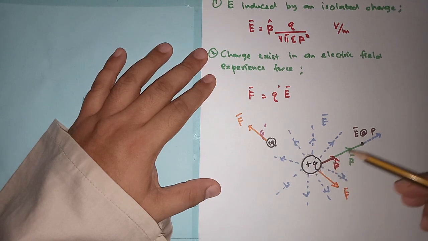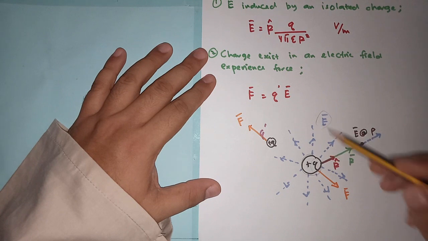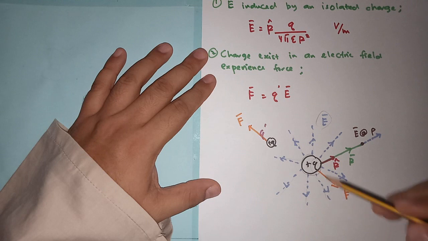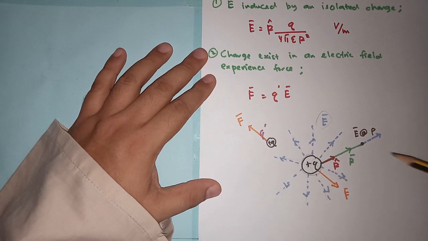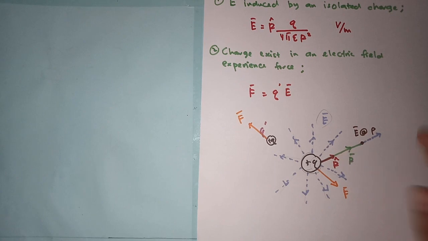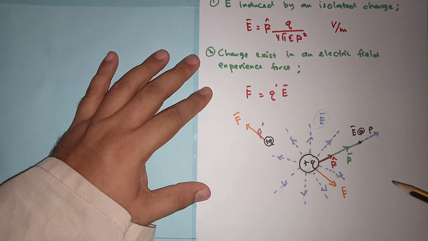Because of this, this charge will induce an electric field in the outward direction from its particle charge. However, if we have a negative charge, an opposite direction of electric field will be produced. So let's say we consider this as our direction of the field.